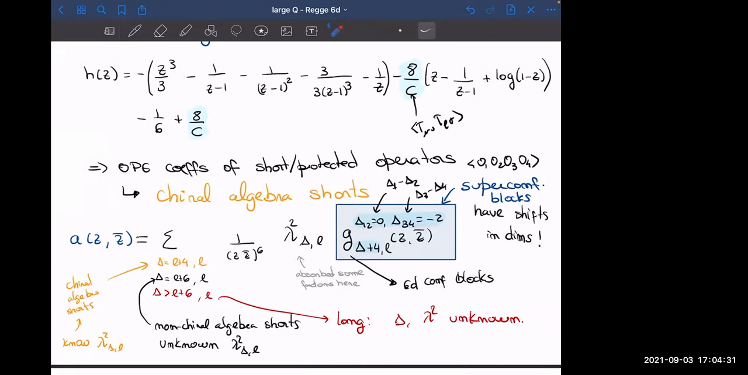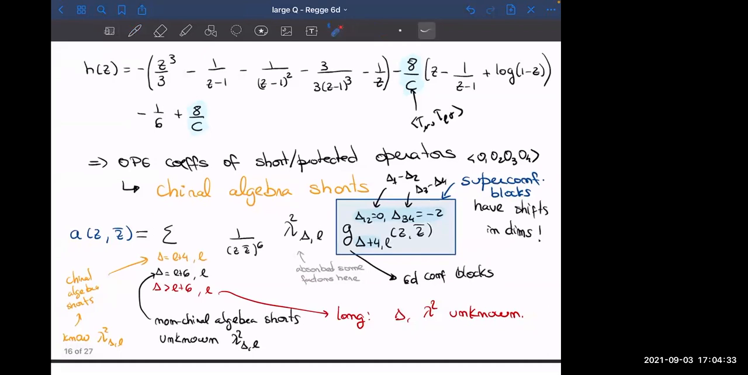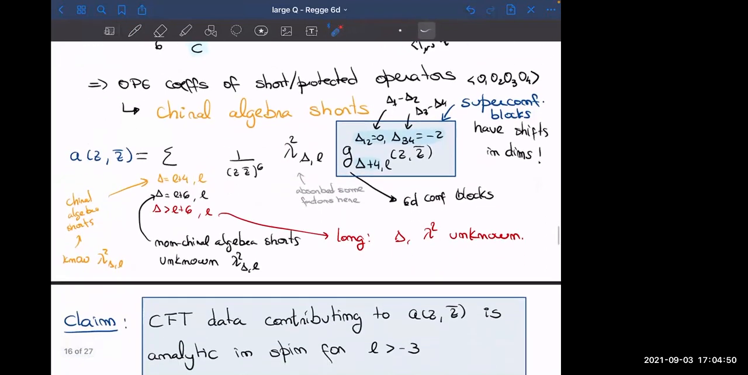But because this is all there is, we can mostly use the inversion formula I just reviewed, now applied to get this OPE density here that will capture everything, shorts and unprotected operators.